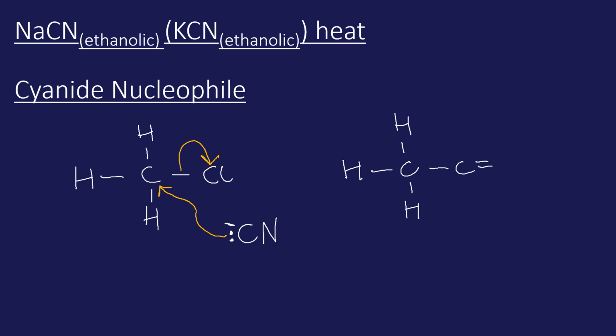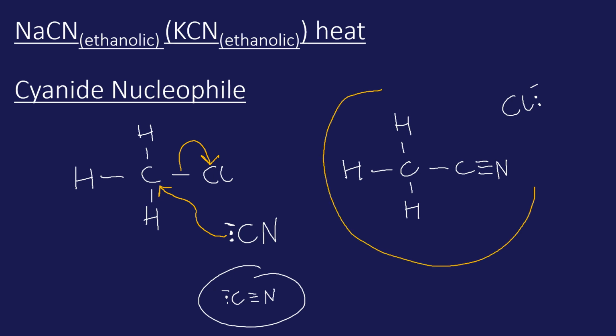Now just to remind you that the nitrile group is in fact a C triple bonded to an N. That's what this nucleophile is here. It's a carbon triple bonded to a nitrogen with a negative charge and a lone pair, CN-. And we'll also be left with chloride. Now this product here is called ethane nitrile.